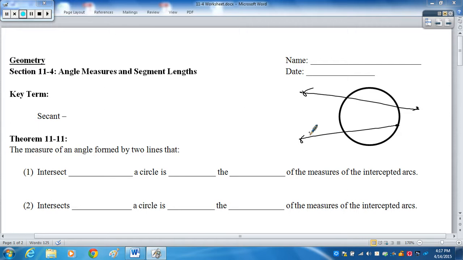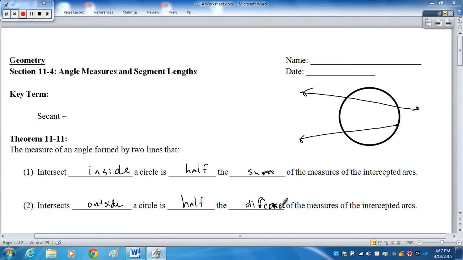The measure of an angle formed by two lines that intersect inside a circle is half the sum of its intercepted arcs. And the second one: if it intersects outside the circle, it's going to be half the difference of its intercepted arcs. Sorry about how sloppy that is.